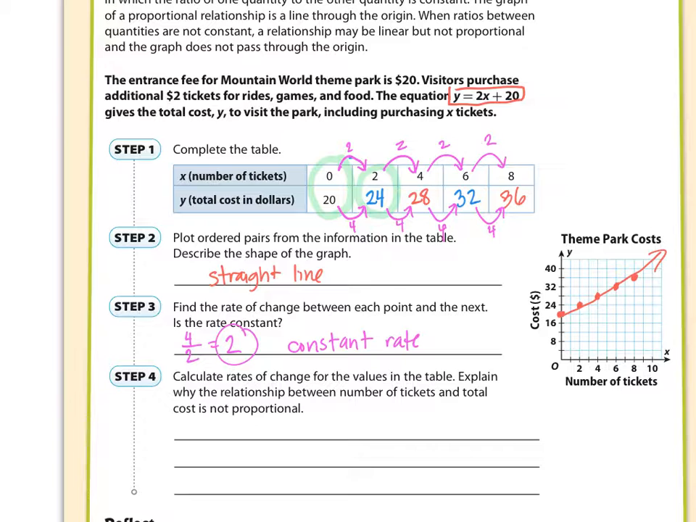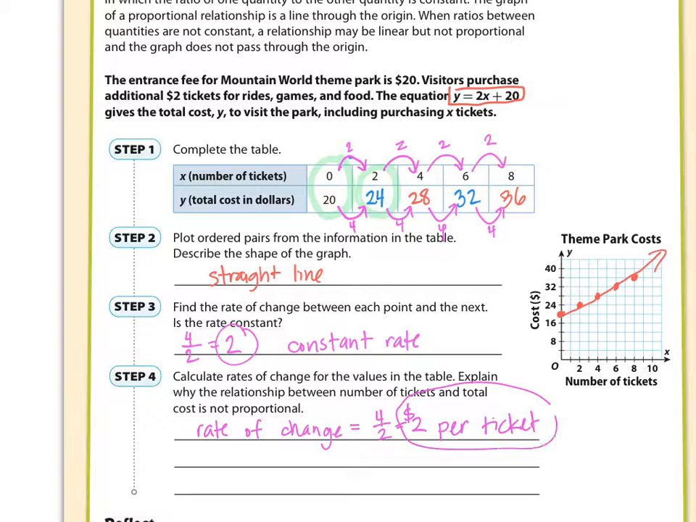Step number 4, we're going to calculate the rates of change for the values in the table. Explain why the relationship between number of tickets and total cost is not proportional. So I've already calculated rate of change. So rate of change is always 4 divided by 2. That's always like that in the table, which gives us a 2. And the rate of change, or it also could be unit rate, it's actually $2 per ticket.